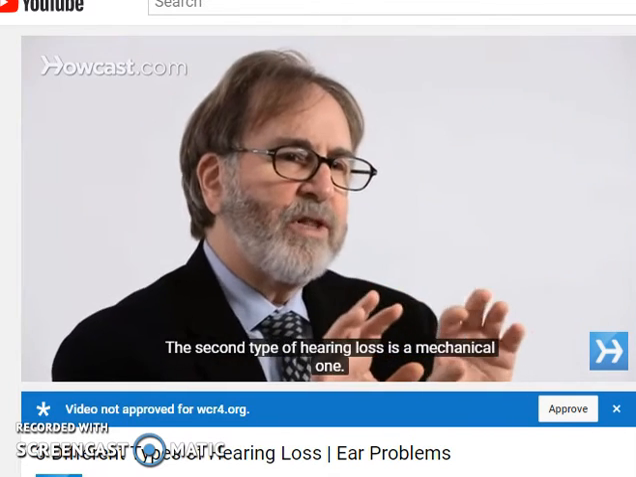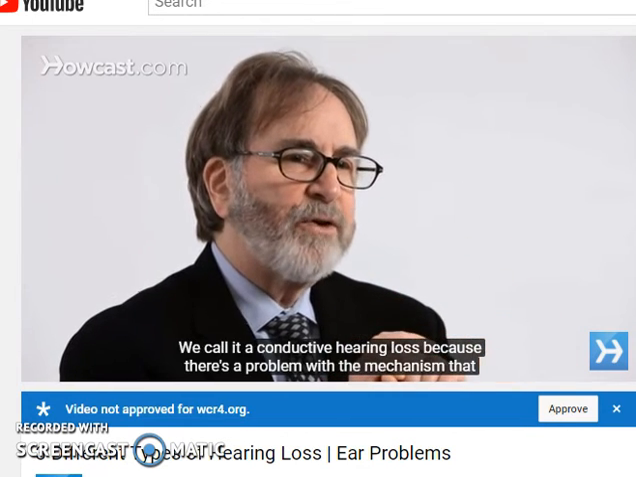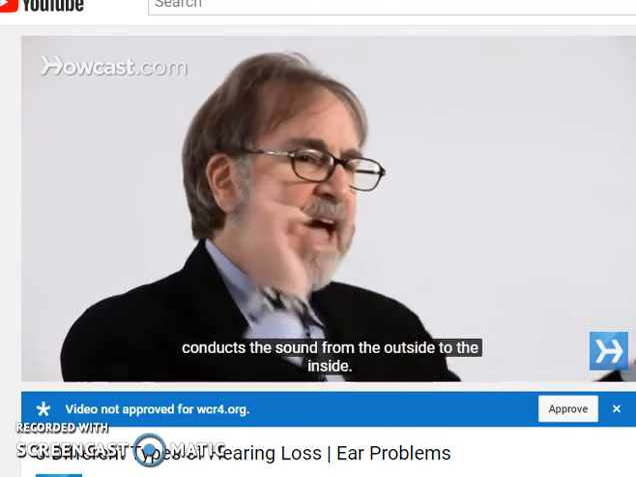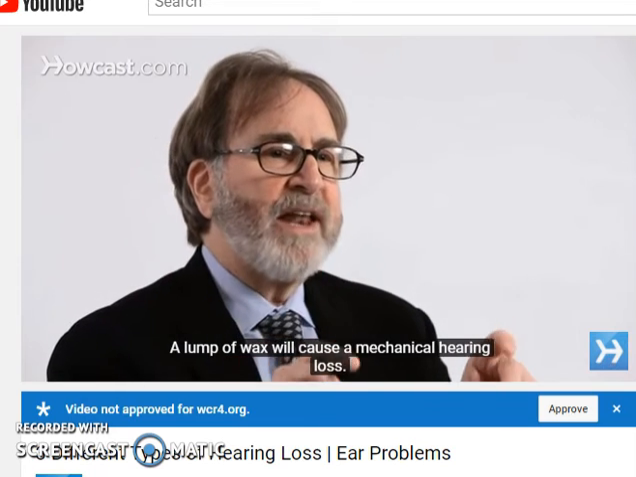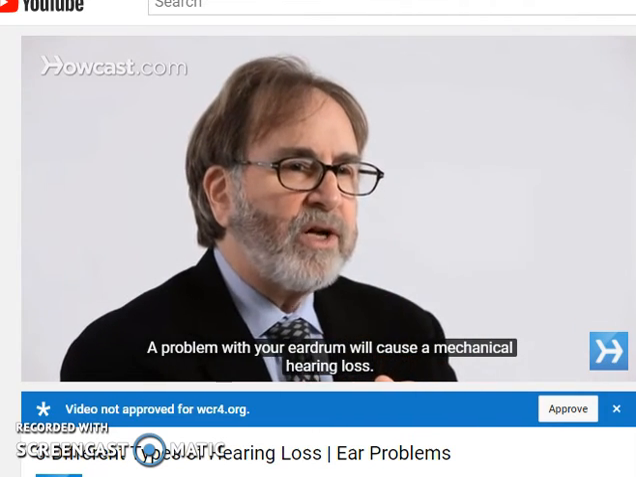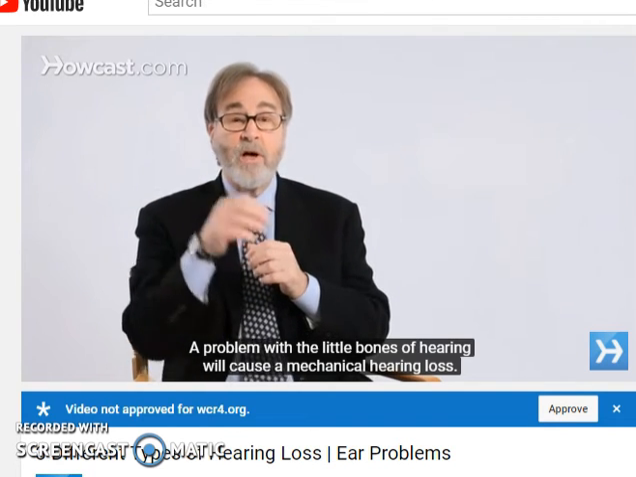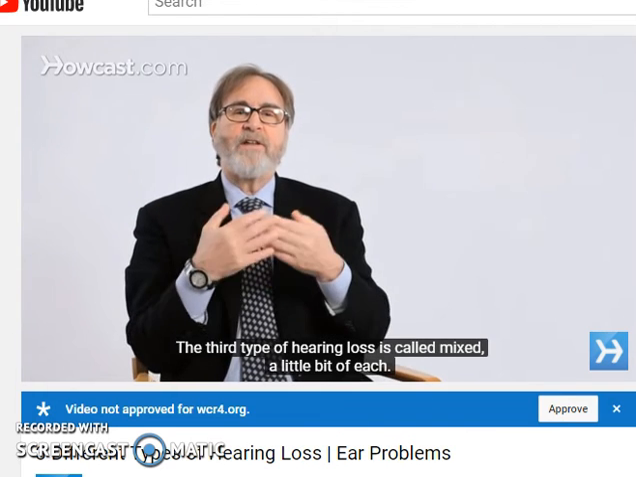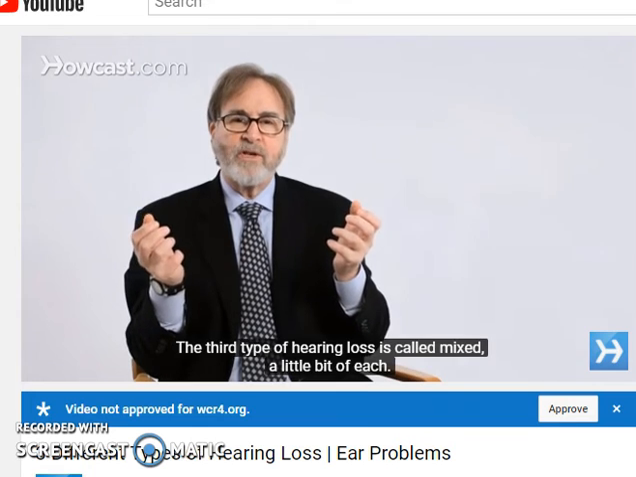The second type of hearing loss is a mechanical one. We call it a conductive hearing loss because there's a problem with the mechanism that conducts the sound from the outside to the inside. A lump of wax will cause a mechanical hearing loss. A problem with your eardrum will cause a mechanical hearing loss. A problem with the little bones of hearing will cause a mechanical hearing loss. Fluid inside your middle ear will cause a mechanical hearing loss. And the third type of hearing loss is called mixed, a little bit of each.